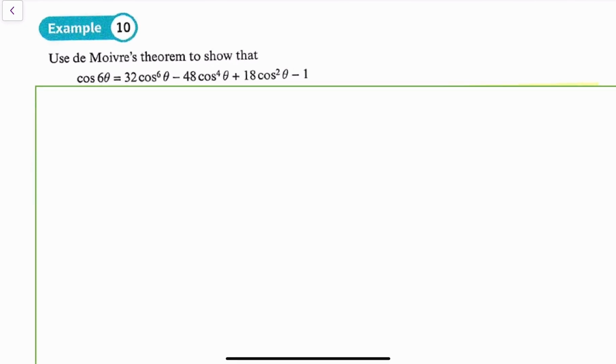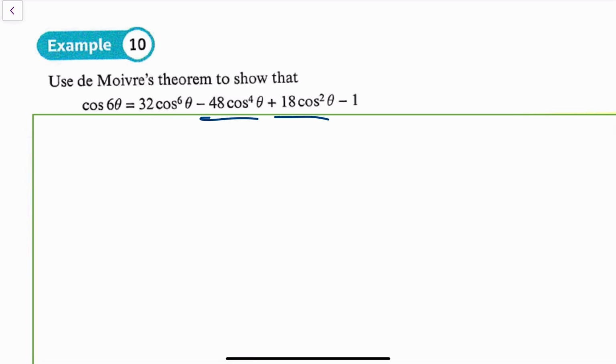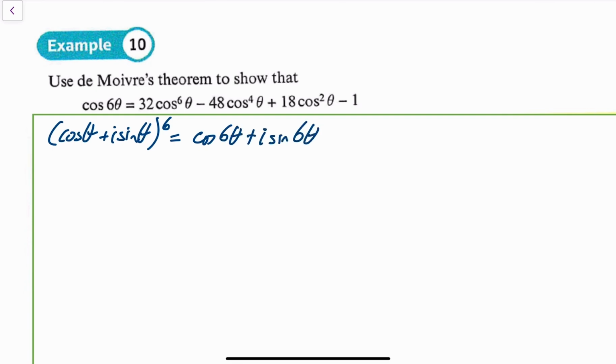First of all, we're looking to find cos to the power of 6, cos to the power of 4, cos squared, and so on. So we're looking to get this thing in this form. We look at cos theta plus I sine theta, to the power of 6. By De Moivre's, that is equal to cos 6 theta plus I sine 6 theta. That's what De Moivre's theorem tells us.